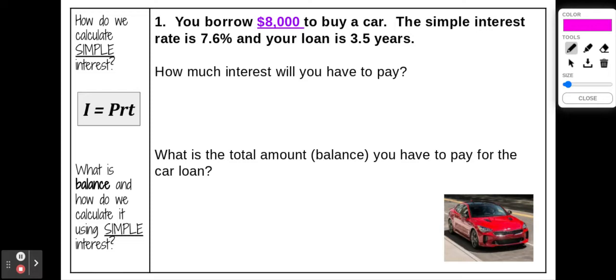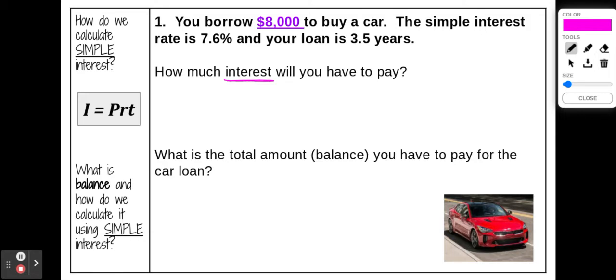Well, the bank is a simple interest bank, and the rate that they're going to charge you is 7.6%. And let's say that you want to borrow that money for 3.5 years. You want to pay it back in 3.5 years. Let's see if we can figure out how much interest we'll have to pay. How much extra money are we going to have to pay the bank to borrow $8,000?